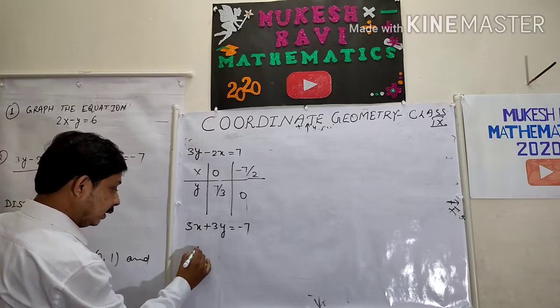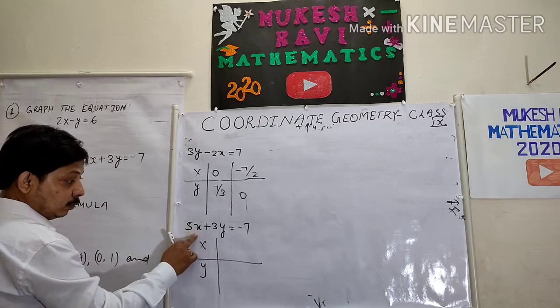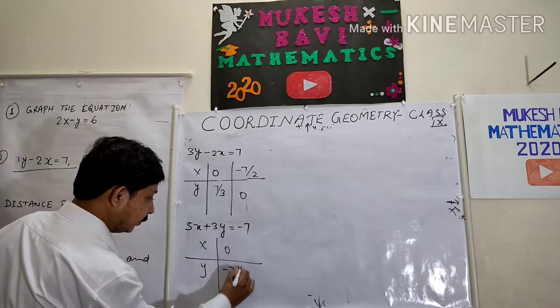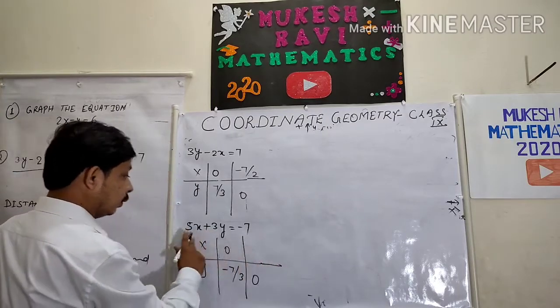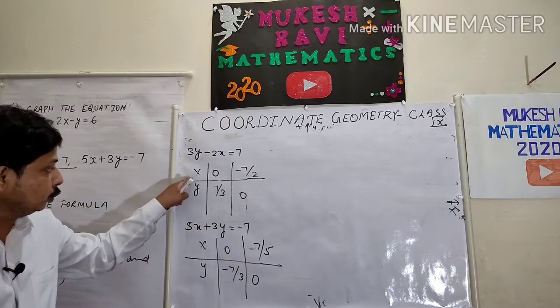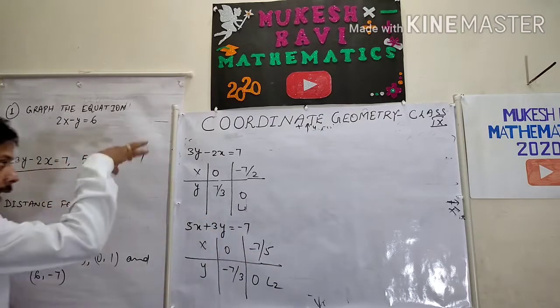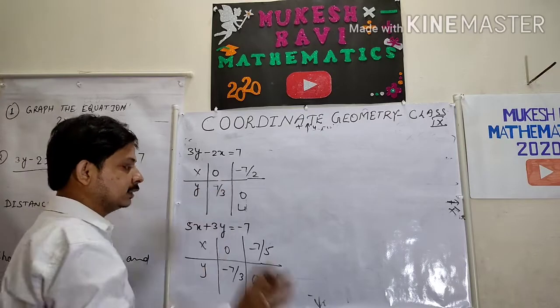Now same thing, x and y. X equal to 0, y equal to minus 7 by 3. Y equal to 0, x equal to minus 7 by 5. Now these are the two lines. This is L1 and this is L2, and we have to plot them on a graph, and then we have to find the value of x and y.